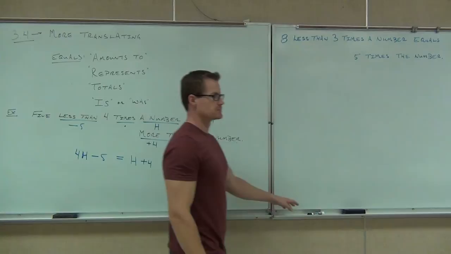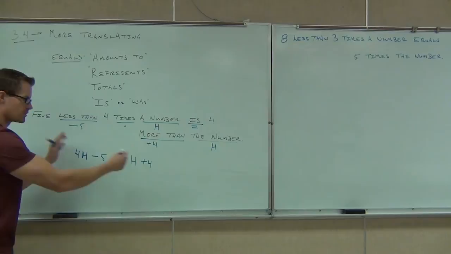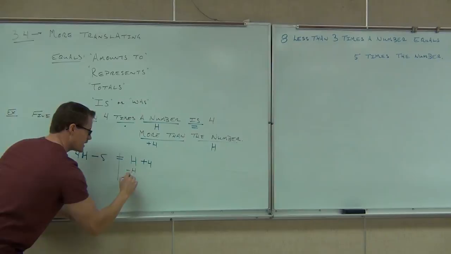Okay, so 4h minus 5 equals h plus 4. We know how to solve those now. What's our first step in solving this problem? Good, smaller variable. It's already combined, right? There's no like terms or anything. They're on different sides. Smaller variable is h in our case. We'll subtract h from both sides.